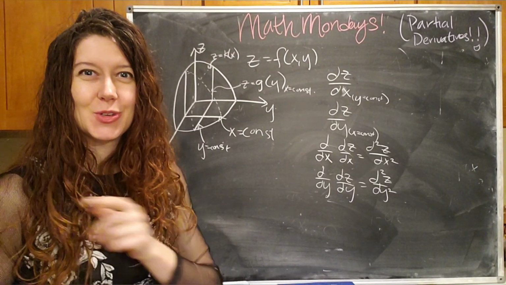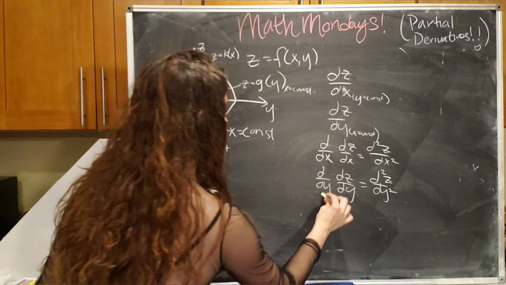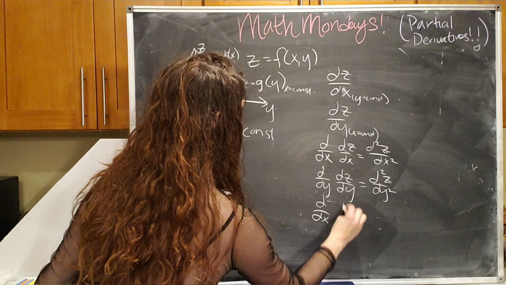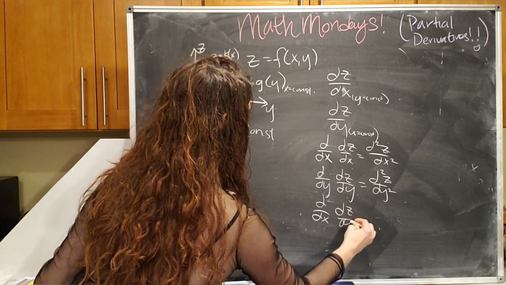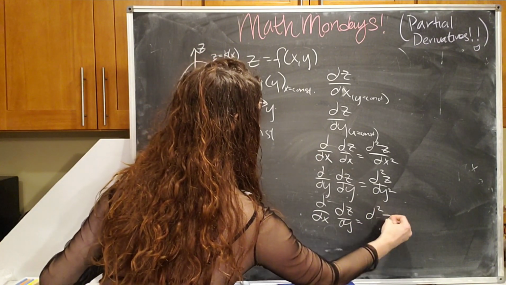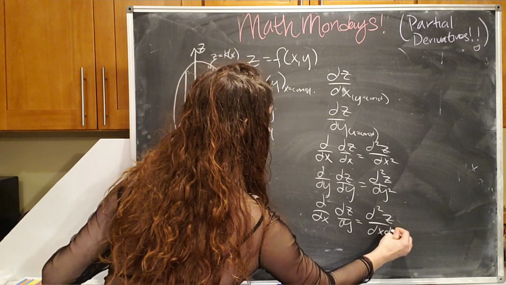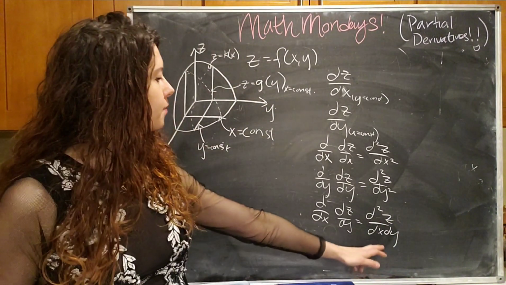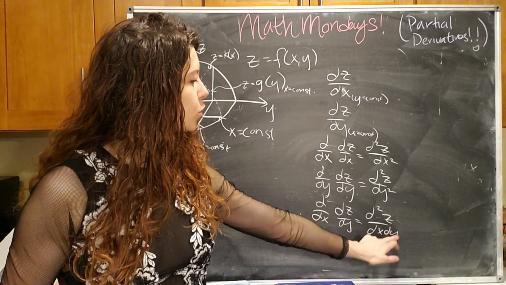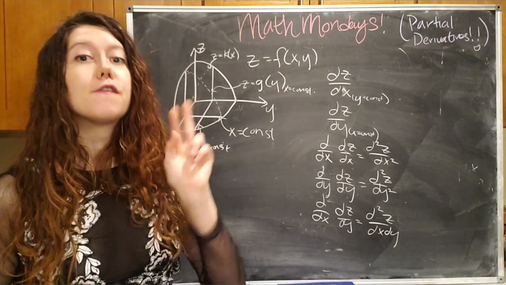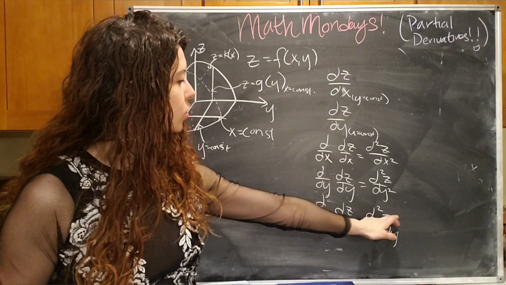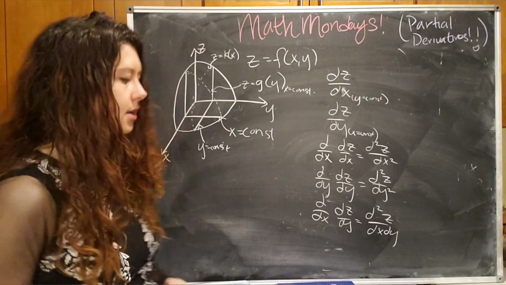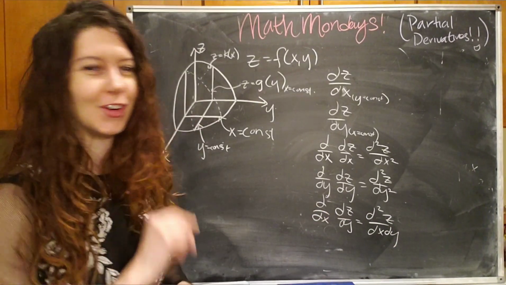And we can also do mixed derivatives. So we could take the partial with respect to x of dz dy, and we would get d squared z dx dy. So then in this case, you are taking the partial of z with respect to y first, followed by the partial of that with respect to x. And if you're like, what? Don't worry, we're going to do an example.